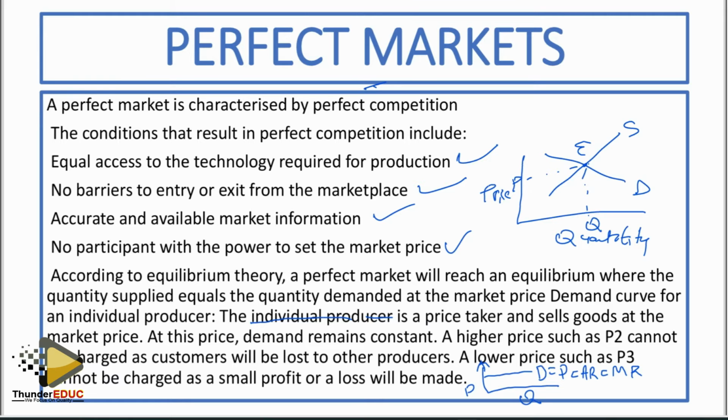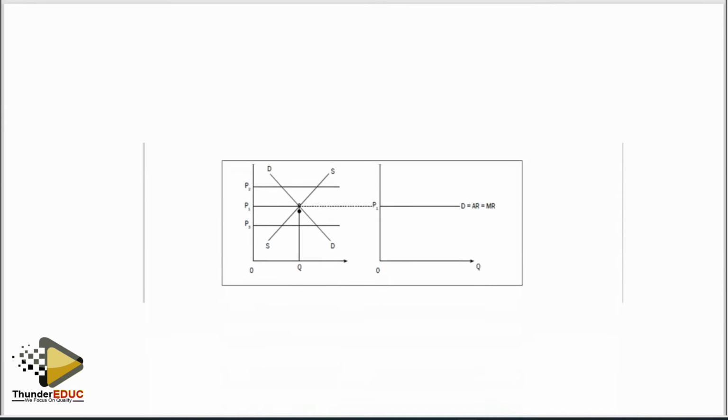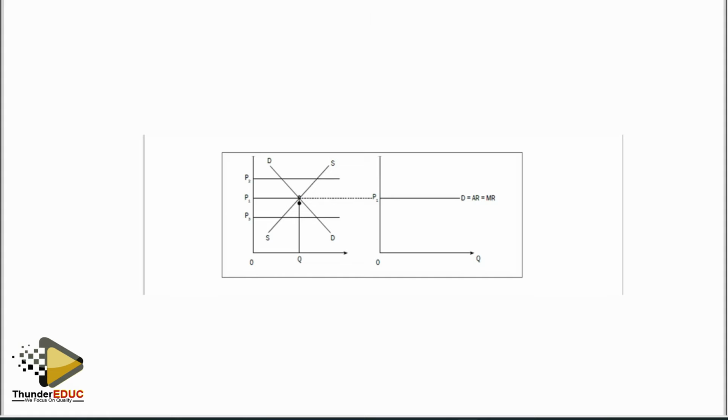It says that a higher price such as P1 cannot be charged as customers will be lost to other producers. A lower price such as P3 cannot be charged as only a small profit or a loss will be made. Let's check here. If we pay attention to this graph, we have the individual demand curve, and also the perfect market behavior demand curve. Under the individual demand curve, the curve is always downward sloping. Remember, we said the demand curve is downward sloping because it obeys the law of demand. The law of demand says that whenever the prices of goods and services are very high, the quantity demanded is going to drop, and whenever the prices are very low, the quantity demanded is going to increase.